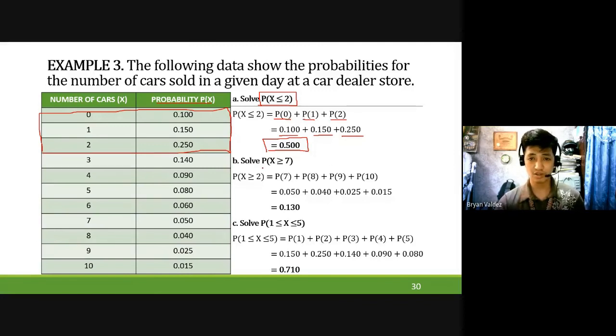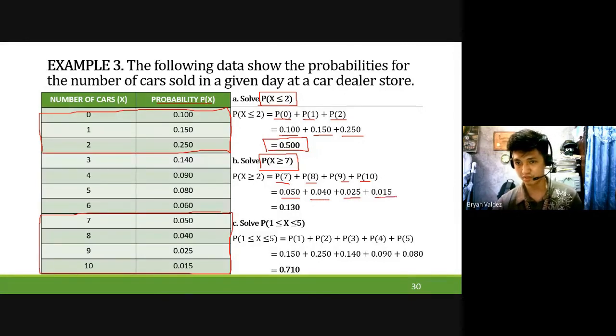Okay, for letter B, solve for P of X is greater than or equal to 7. So, interpret natin, our variable X is greater than or equal to 7. So, equal to 7 and greater than 7, meaning to say 7 and above, so that is 8, 9, and 10. Kuhanin lang natin yung probability of 7, 8, 9, and 10. Equivalent probability 0.050, 0.050, 0.040, 0.025, 0.015. Then get the sum, that is equivalent to 0.130.